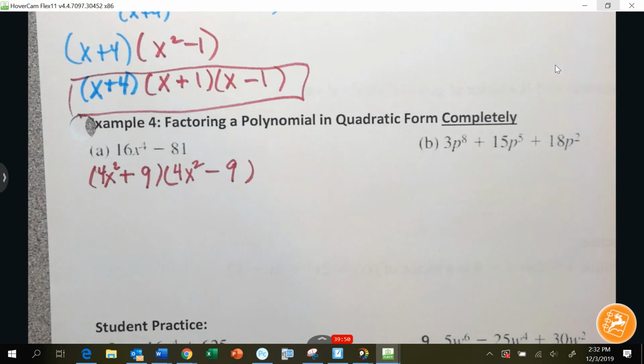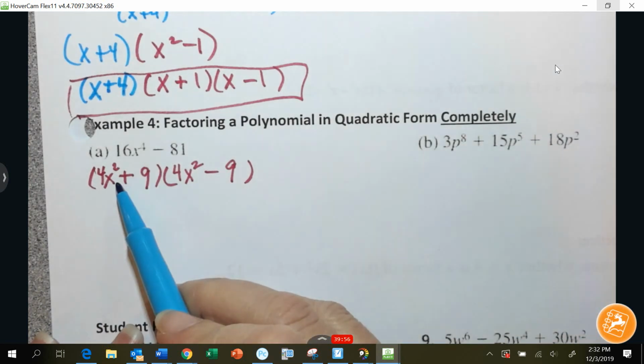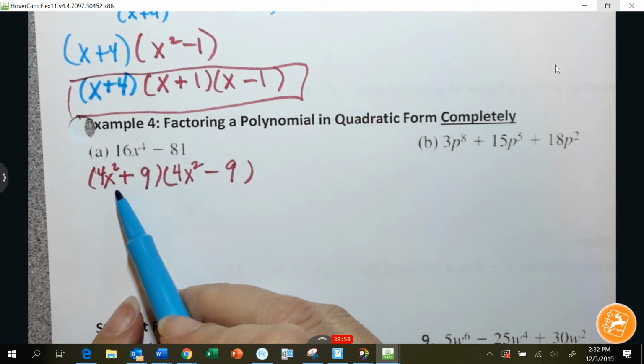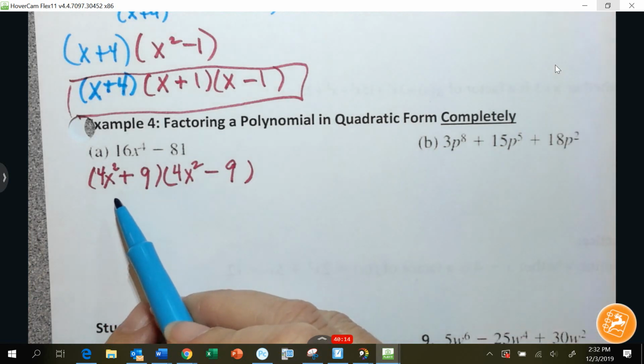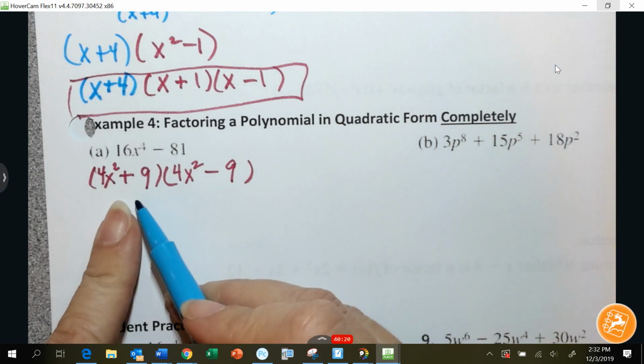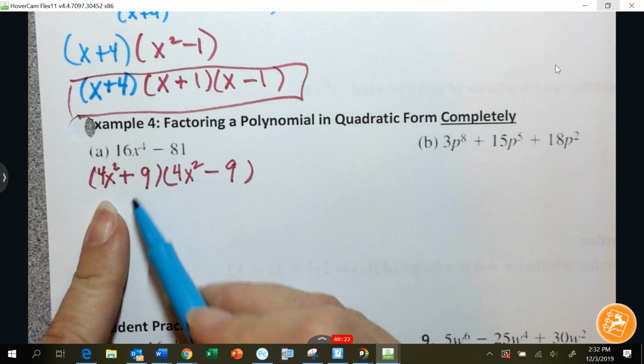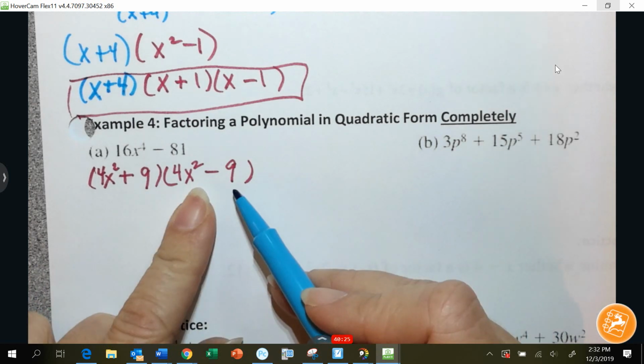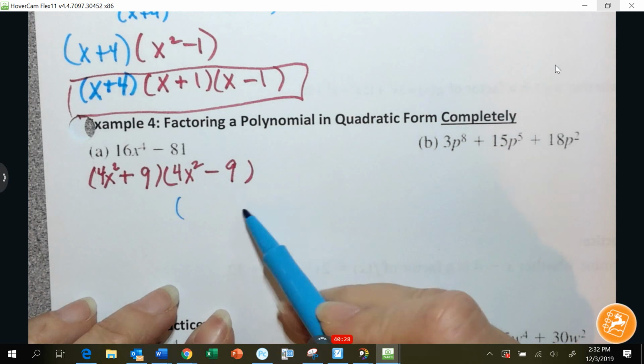Then we say, are we done? No. So let's look at the first one. Is it linear? No. Is it a difference of squares? No, because the word I'm saying is difference, and this is a sum. This one is done. Is the other one a difference of squares? Yes.